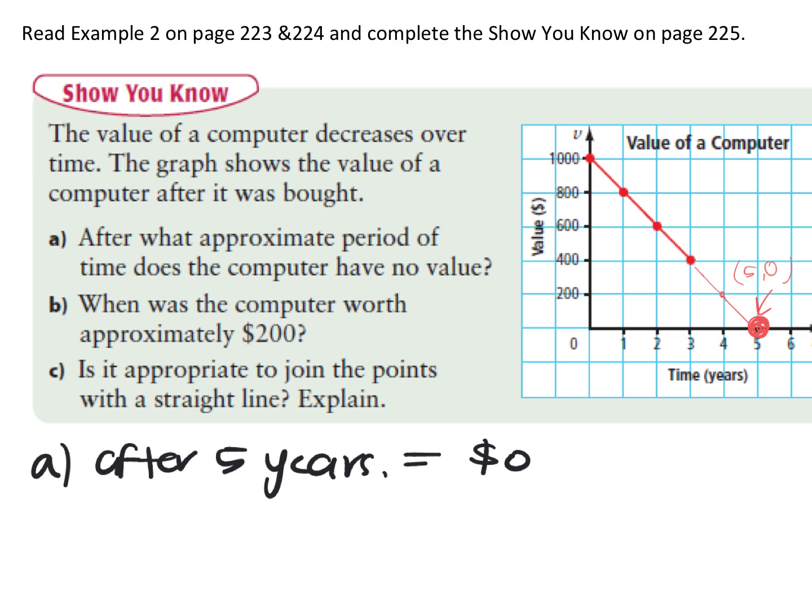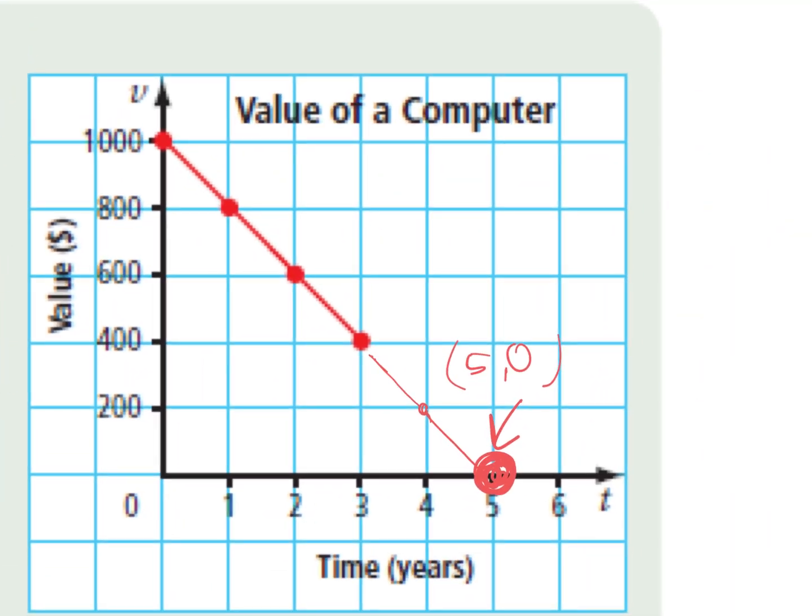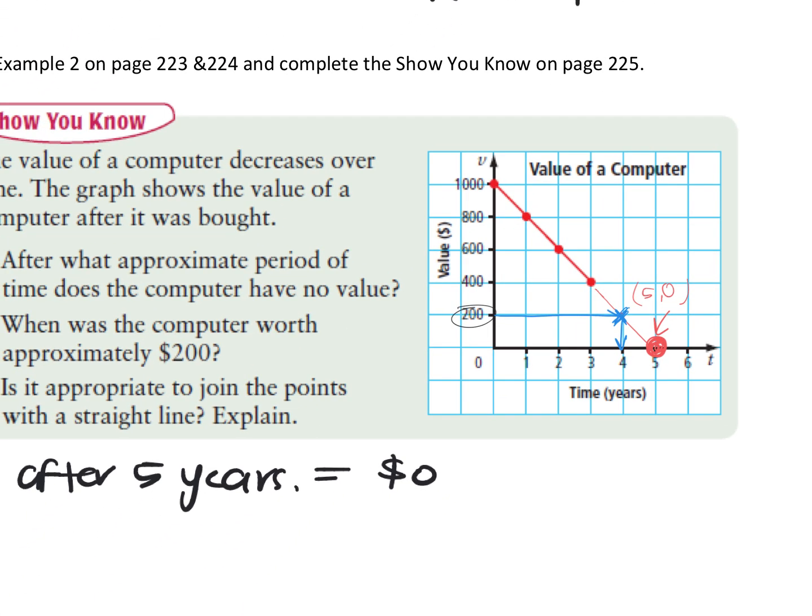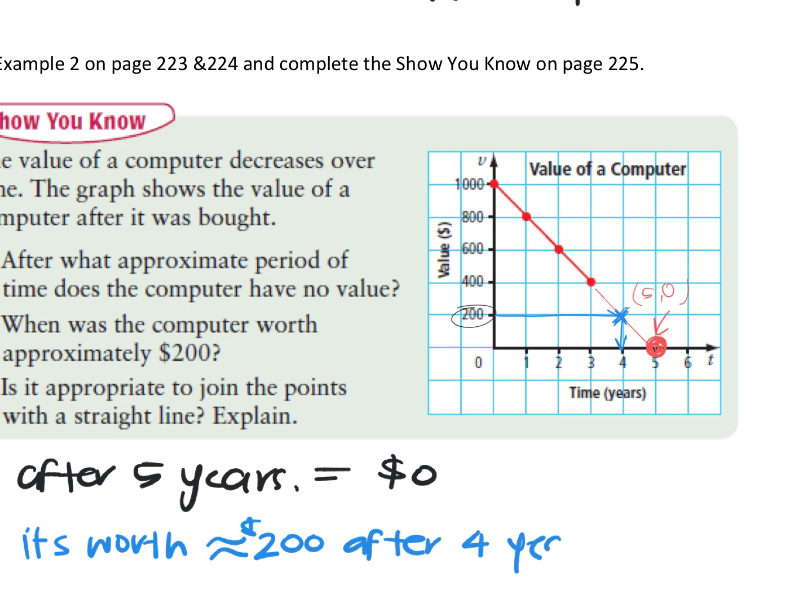B, when was the computer worth approximately 200? So from here, we know we're given the value of 200, so we want to think about finding that 200 on our graph, and we want to follow it over to the right. We can see that that passes, and then we want to come down to see what our x value is at that time. I can see here that this point is sitting at 200. So after 4 years, it's worth about $200.